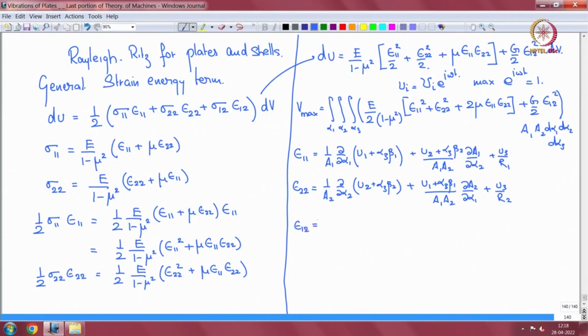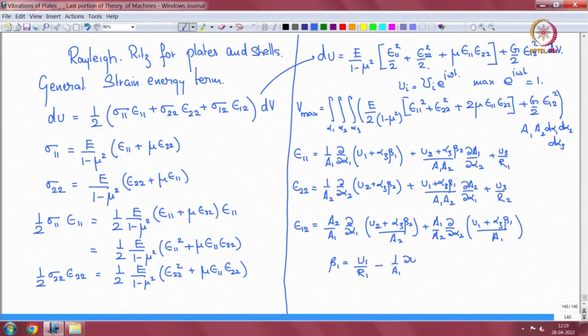And epsilon 12 is equal to A2 by A1 del alpha 1 of (u2 plus alpha 3 beta 2) by A2, plus A1 by A2 del alpha 2 of (u1 plus alpha 3 beta 1) by A1, where beta 1 is equal to u1 by R1 minus 1 by A1 del u3 by del alpha 1, and beta 2 is u2 by R2 minus 1 by A2 del u3 by del alpha 2.